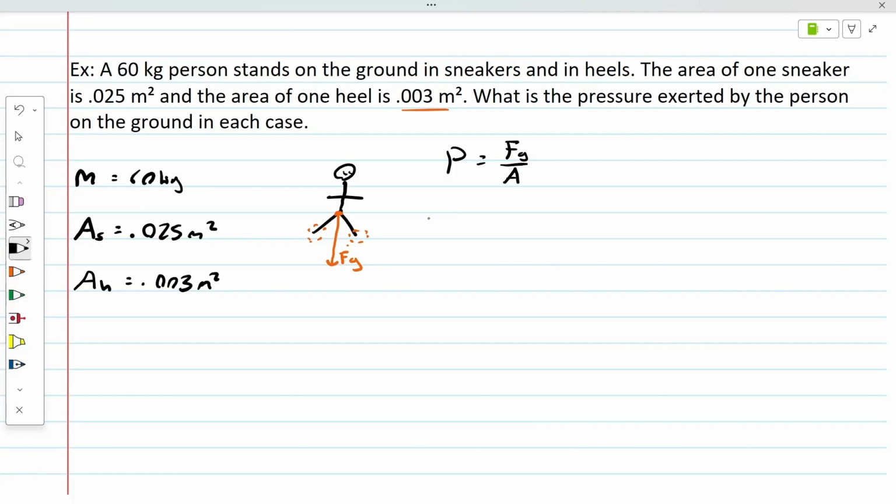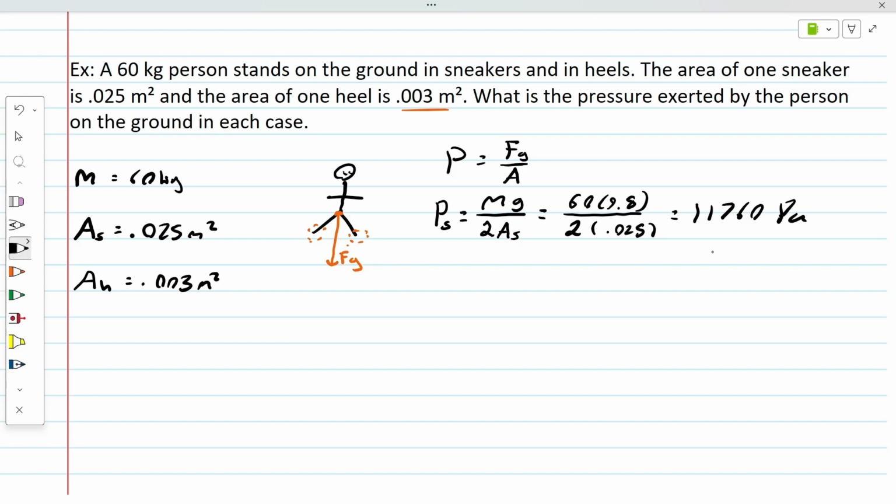And so we can look at our two different scenarios. Let's look at the pressure when they're wearing sneakers first. So Fg is going to be mass times gravity, and we're given the mass. And now the area, since there's two sneakers on the ground that are equal, will be double the area of one sneaker, so 2 times the area of the sneaker. And so now we have all these variables, and we can go ahead and plug these in and get the pressure exerted when wearing sneakers. So this is 0.025. And so this will be 11760 pascals. Okay?